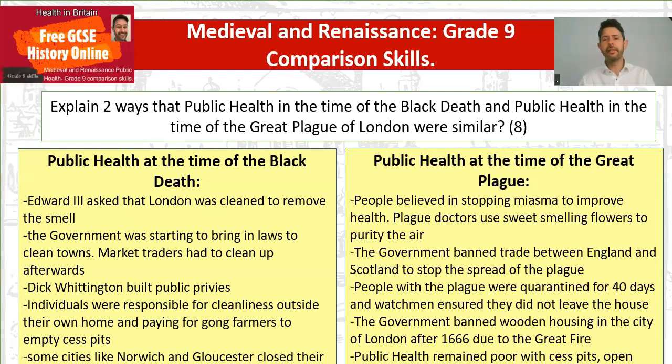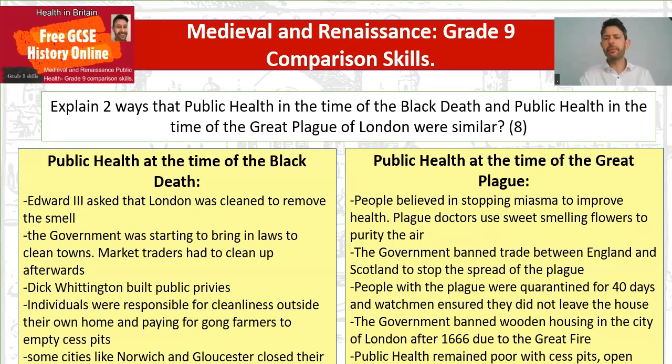So what about the Great Plague? People believed in stopping miasma to improve health. Plague doctors used sweet-smelling flowers to purify the air. They would wear those long beak things with flower petals in them. Their whole skin would be covered. Everything would be covered to stop bad air getting to them.